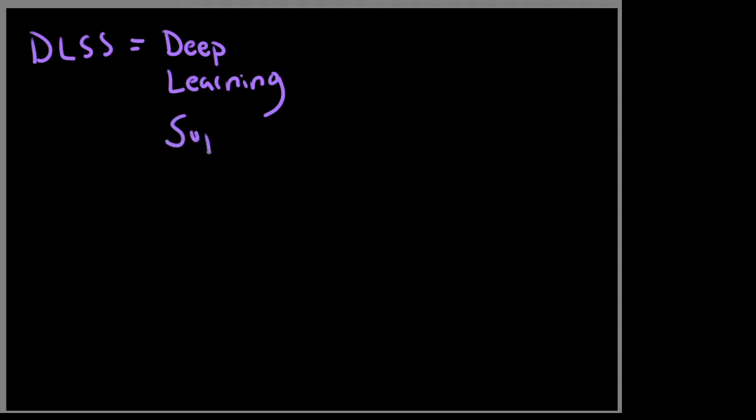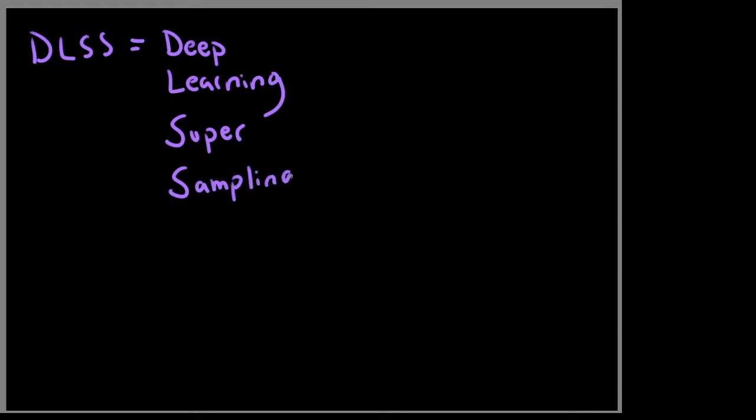Alright, so before we talk about what DLSS is, we should probably define the acronym, what it stands for. DLSS stands for Deep Learning, for the DL portion, and then SS stands for Super Sampling. These are actually two separate concepts, and we'll be covering them separately.